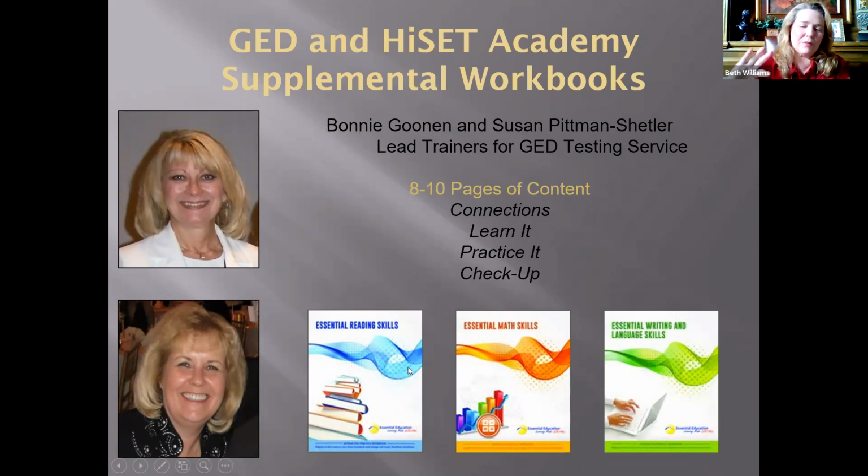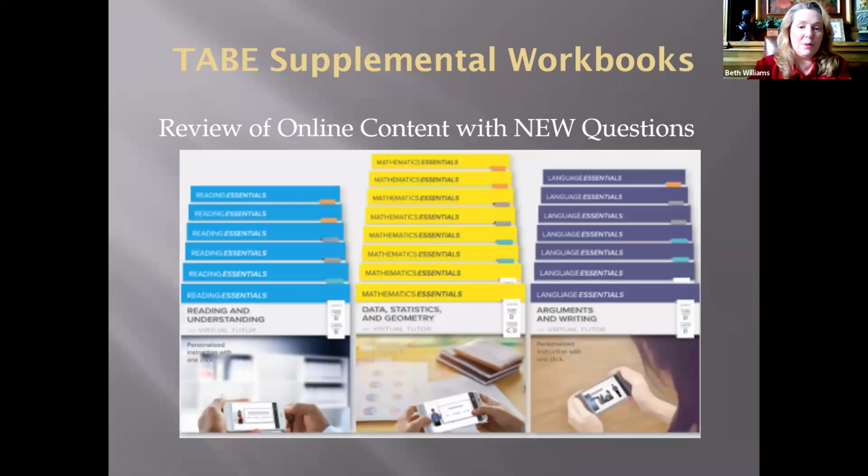Depending on how many licenses you have or how many books you get, they're about $16 or $17 a book for the HiSET GED books. And then our TABE books look like this.